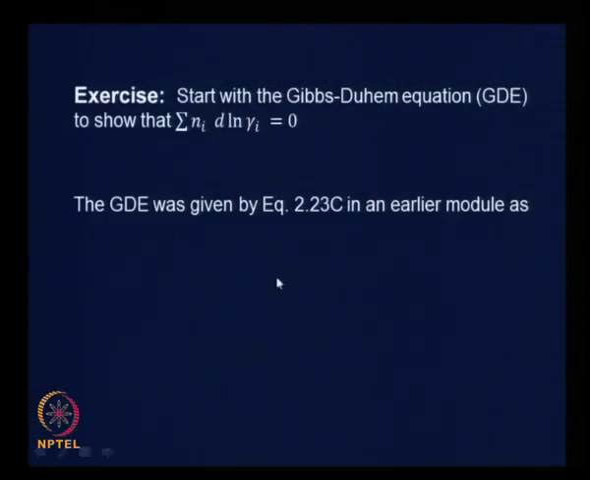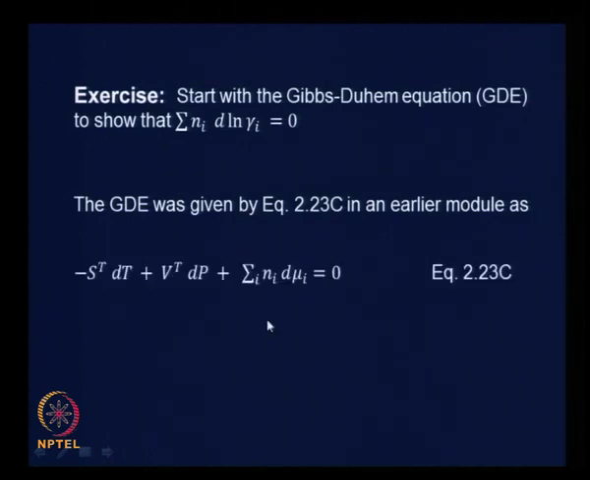We know that the Gibbs-Duhem equation, which was given as 2.23C in an earlier module, the second module, is minus S_T dT plus V_T dP plus sum over N_i d mu_i equals 0. Just check the sign here, I think it is a negative. This is a simultaneous variation of temperature, pressure and the chemical potential, if you recall that special aspect about this equation.